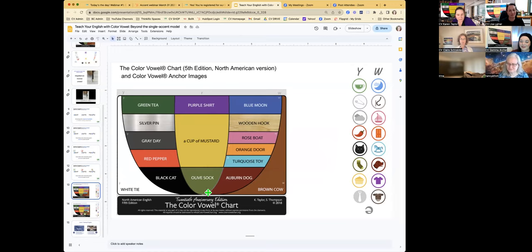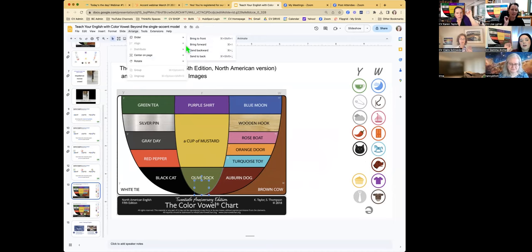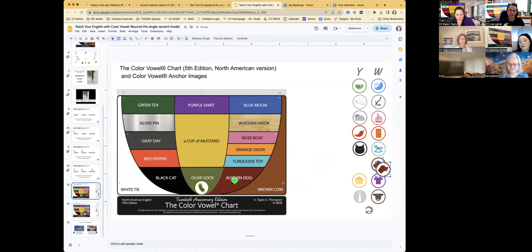Okay. In the North American chart, we have similar sounds. This is olive sock ah. Try that. Olive sock ah. Good. The next I'd like to try with you is Auburn dog. So here's Auburn dog. Auburn dog ah. Go. Auburn dog ah. And a third that is a little different and not in the Commonwealth chart is orange door or. Try that. Orange door or.